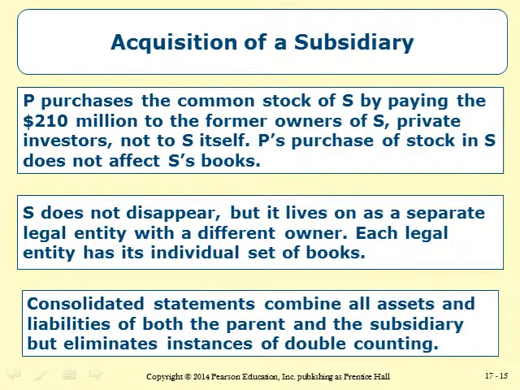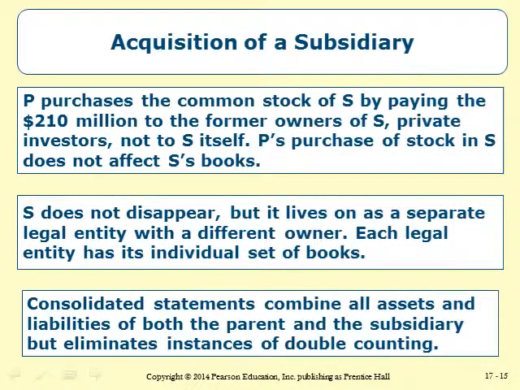Note that P purchases the common stock of S by paying the $210 million to the former owners of S as private investors, not to S itself. That is, P's purchase of stock in S does not affect S's books. S does not disappear, but it lives on as a separate legal entity, but with a different owner. Each legal entity has its individual sets of books. The consolidated entity does not keep a separate set of books. Rather, it relies on the accounting records of P and S.